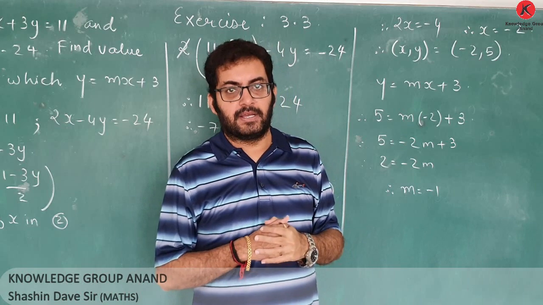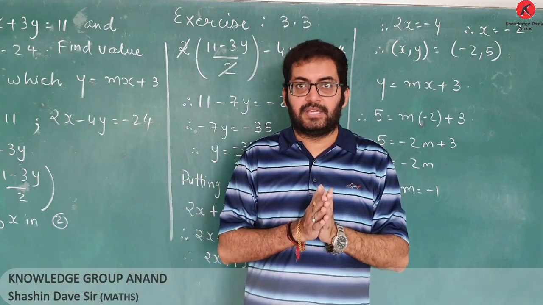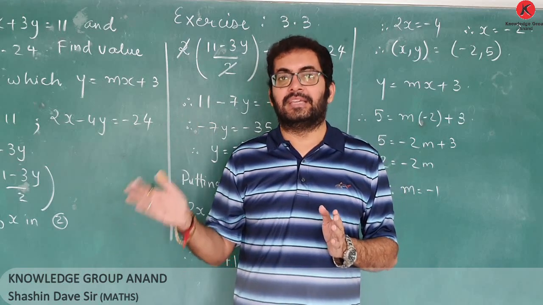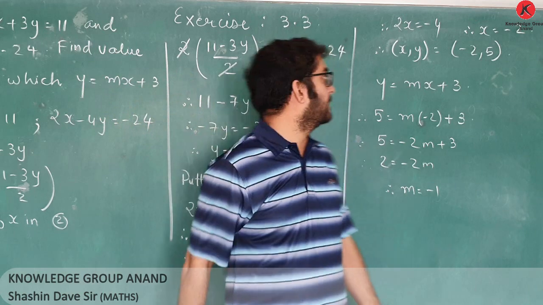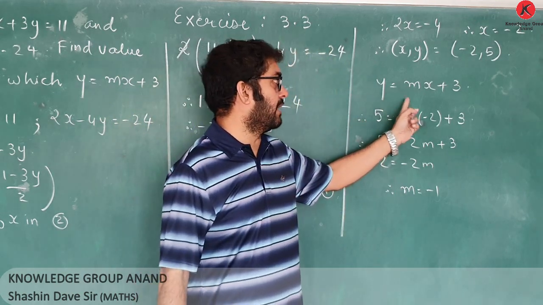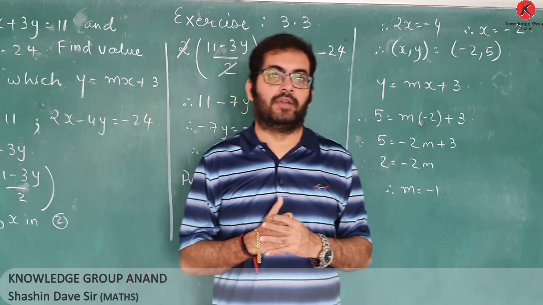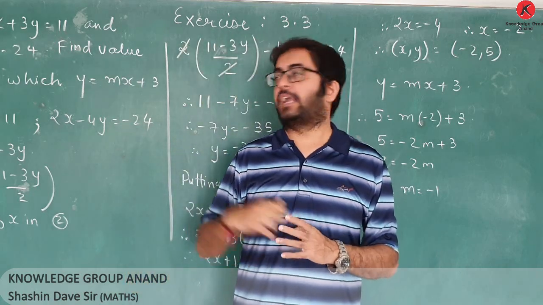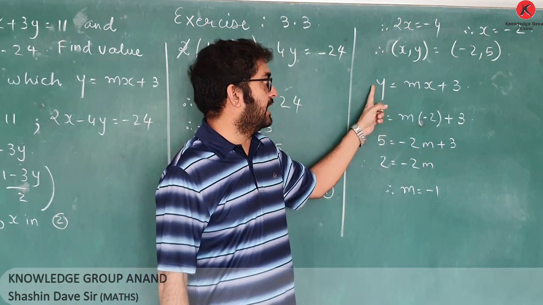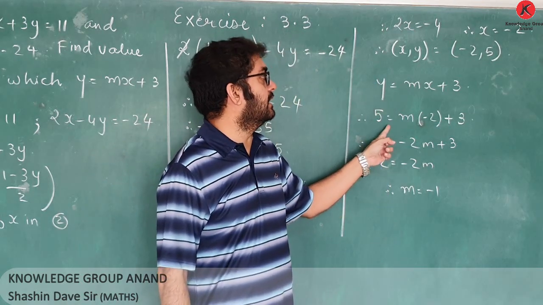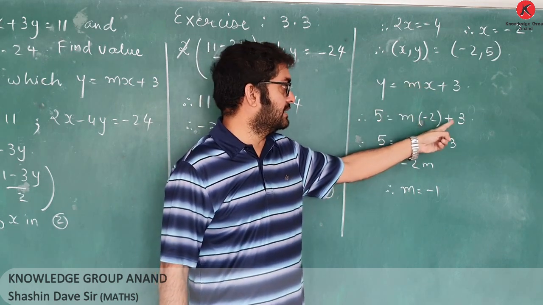Now in the second part, I need to find the value of m in such a way that that particular value is satisfied by this equation, that is y is equal to mx plus 3. So I will write that equation y is equal to mx plus 3, and then in this equation I will substitute the values of x and y that I found using substitution method. So the value of y, as you already found out, is 5 is equal to m into the value of x, which is minus 2, plus 3.